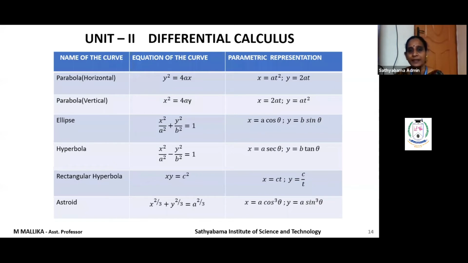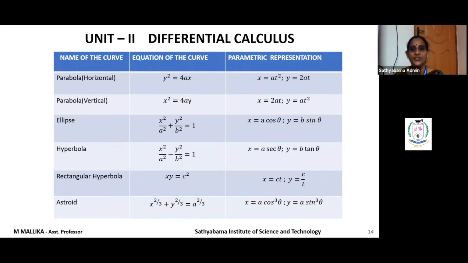So for the horizontal parabola, the parametric representation is x is equal to at square, y is equal to 2at. For the vertical parabola, x is 2at, y is equal to at square. See, what do I mean by parametric representation? X and y are expressed in terms of another parameter t. That is the meaning. That is, they are given indirectly. X is given as a function of t, y is given as a function of t.